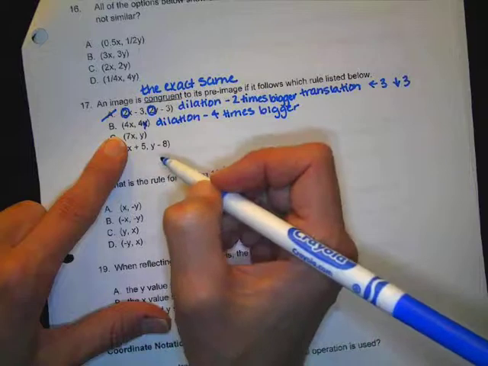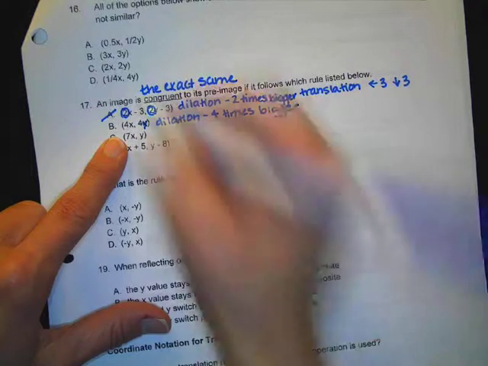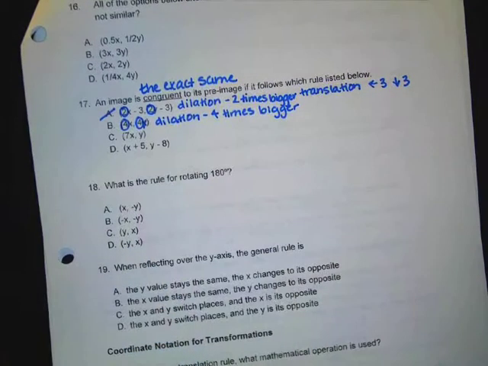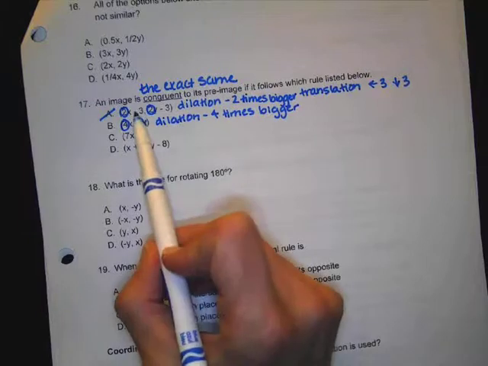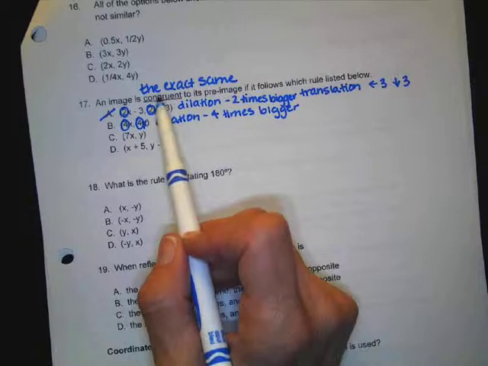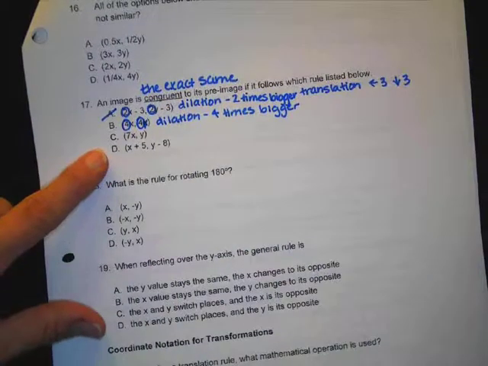Well, what's happening here with C? We've got 7x and y. X is getting 7 times bigger, and Y is staying the same. Is it congruent? No. In fact, this one's not even proportional. So C is not an option.